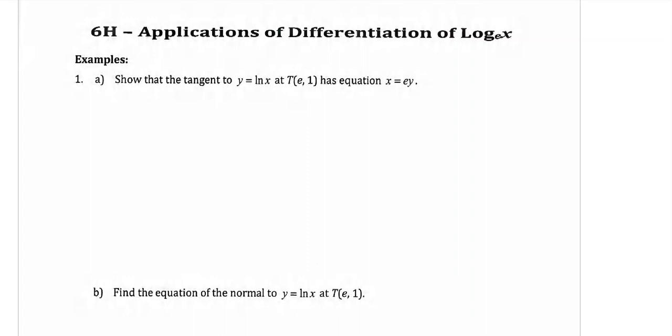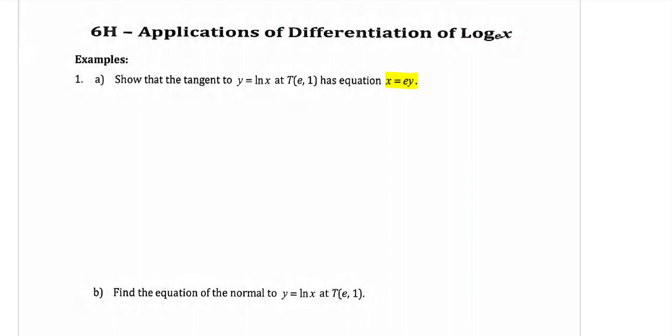Number 1, show that the tangent to y equals ln of x at the point T, which is (e, 1), has the equation x equals ey. We actually know what the answer is we've got to get to, that x equals ey. Okay, but we can't use it. We've got to start from scratch.